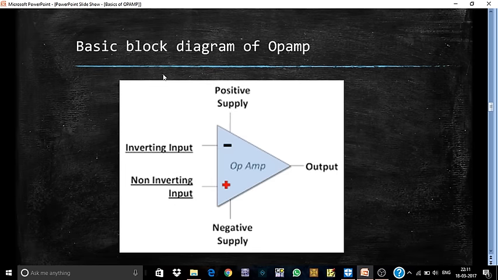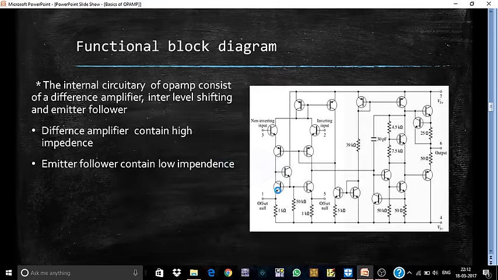And now we'll discuss the basic block diagram of op-amp. This is the basic block diagram. As I said before, op-amp has two supplies, positive supply and negative supply, and it has two inputs, inverting input and non-inverting input, and a single output. And this is the functional block diagram of op-amp. The internal circuit of op-amp consists of a difference amplifier at the start, level shifting in the middle, and an emitter follower at the end. The difference amplifier provides very high input impedance, and the emitter follower provides very low output impedance.